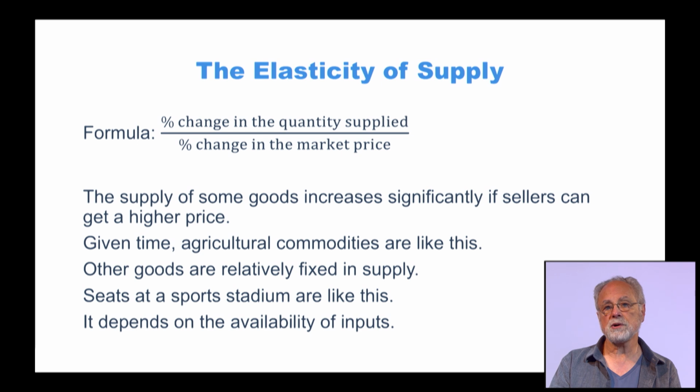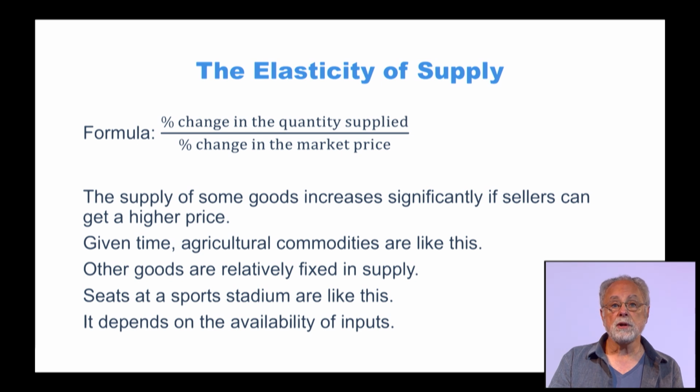Other goods, on the other hand, are in relatively fixed supply. A classic example is tickets at a stadium, where the stadium over a long period of time might be expanded, or you could even tear down the stadium and build a new one. But over the time period that you're interested in, usually the number of seats in the stadium is relatively fixed. And if there's a big concert there or something and it's sold out, you're not going to just magically create more seats because the price of a ticket has gone up. So it's a fairly fixed supply or an inelastic supply of seats in a stadium.